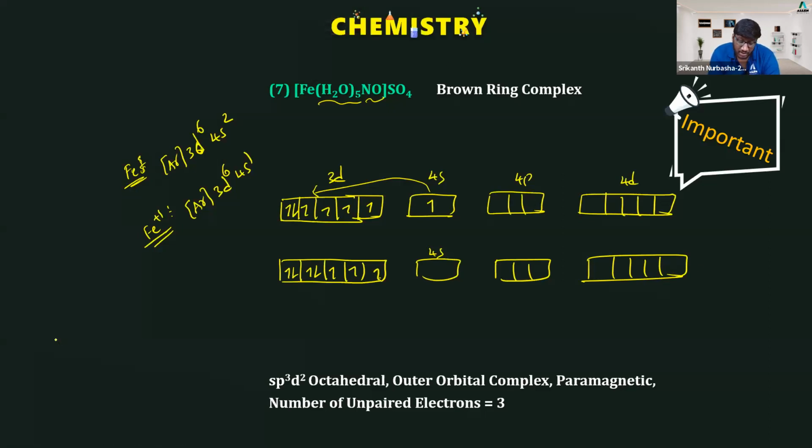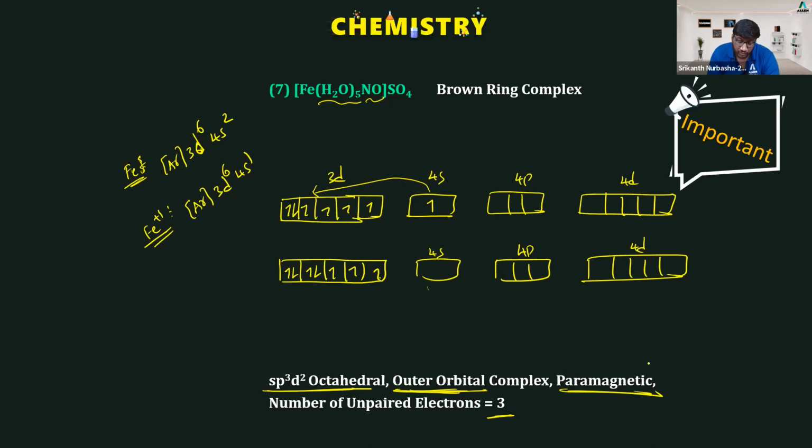Now you may ask a question, sir, why are you not pairing up the remaining other electrons? You are saying the number of unpaired electrons is 3. One 4s, 3 p orbitals from the 4p and 2 from the 4d are hybridized. So sp3d2 is the hybridization, and octahedral will be the shape. Which orbitals are involved in the hybridization? Outer orbitals, so outer orbital complex. And it has unpaired electrons, so paramagnetic.